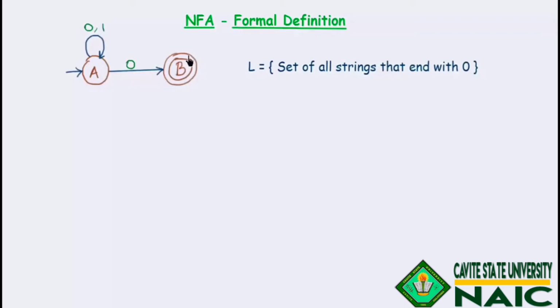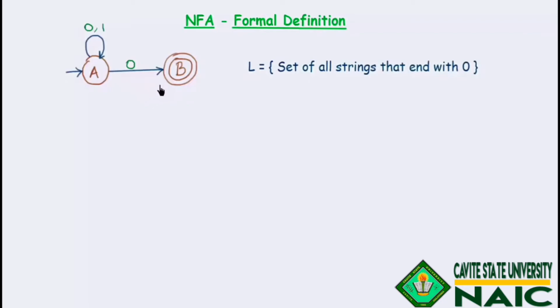And what about B? We did not mention what happens to B when it gets input 0 or 1. Is it wrong or is it incomplete? No, it is not wrong. In NFA, you can actually leave it like this. It is perfectly legal to leave a state without mentioning anything. That means this state does not go anywhere. This was not legal in DFA, but in the case of NFA, it is perfectly legal. And this is a complete NFA.